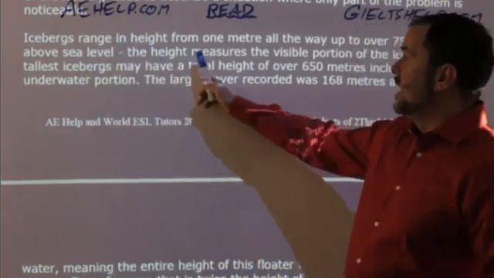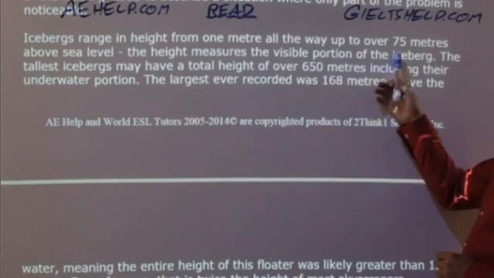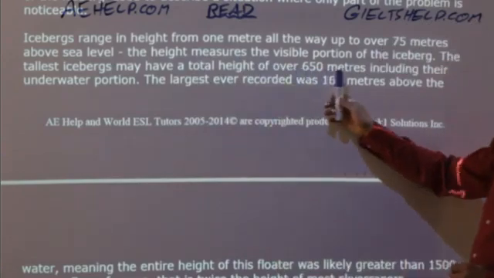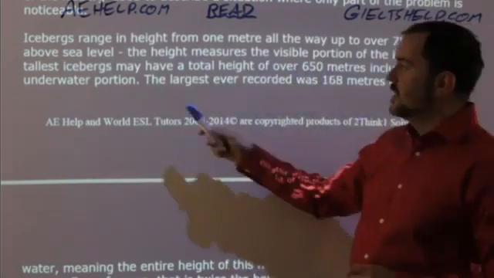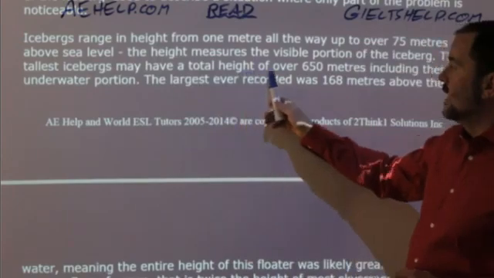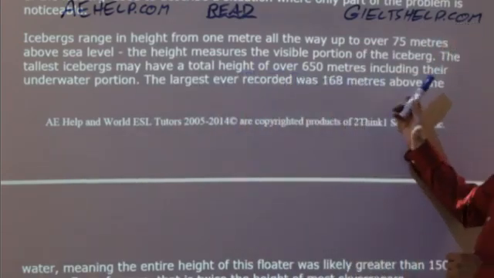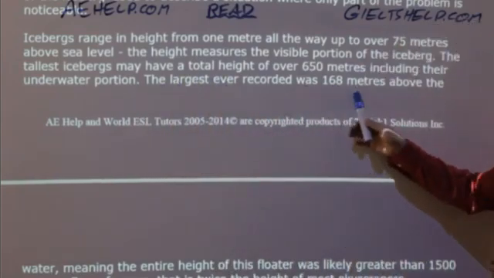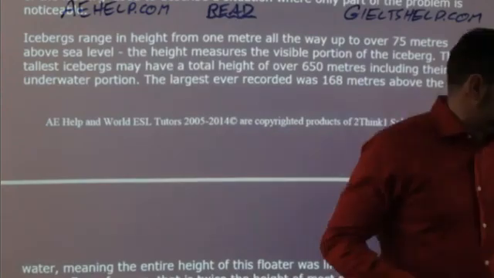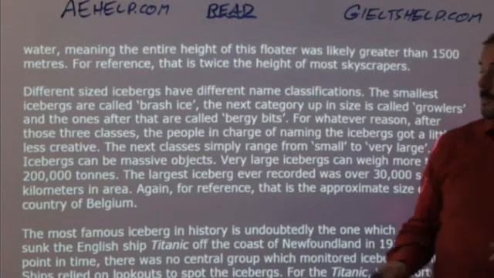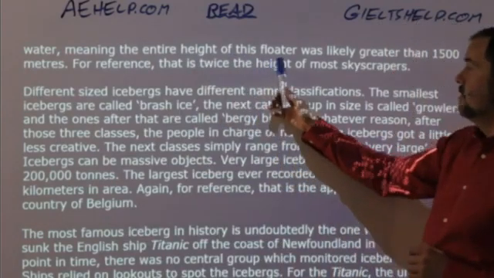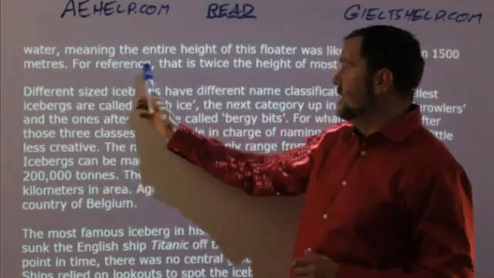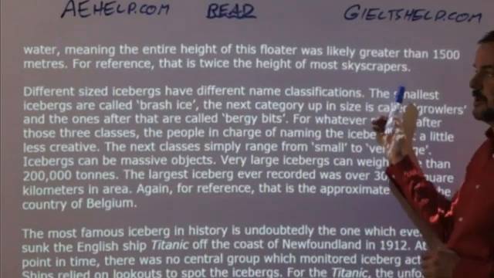Icebergs range in height from 1 meter all the way up to over 75 meters above sea level. The height measures the visible portion of the iceberg. The tallest icebergs may have a total height of over 650 meters, including their underwater portion. The largest ever recorded was 168 meters above the water, meaning the entire height of this floater was likely greater than 1,500 meters. For reference, that is twice the height of most skyscrapers.